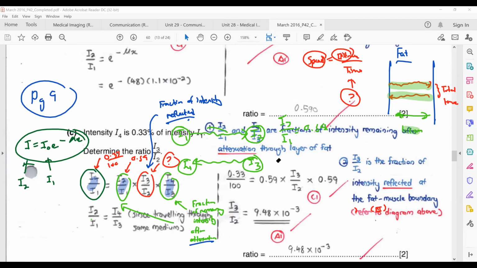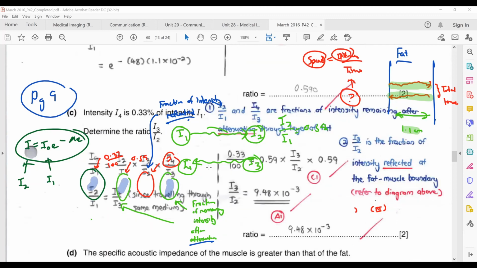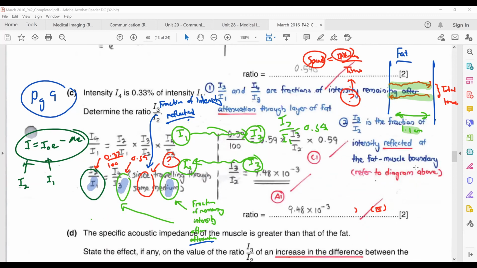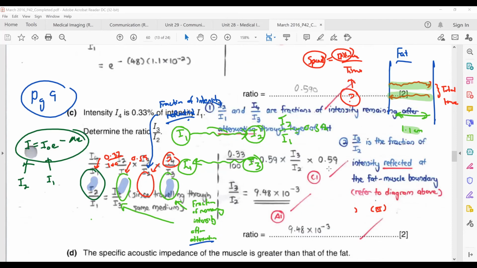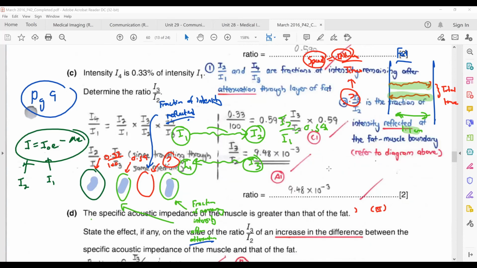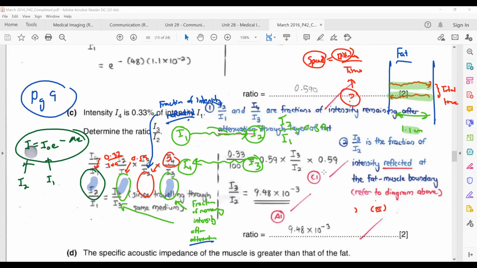This is what you get. You eventually get I3 over I2 as 9.48 times 10 to the power of minus 3. So this one is fine. Then I move on to the next one.